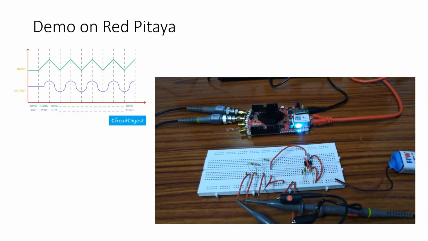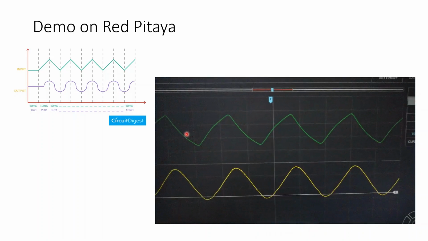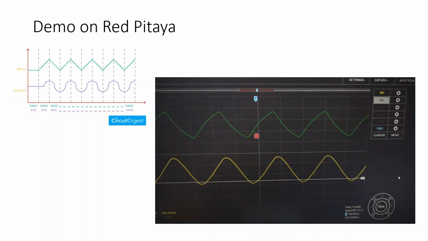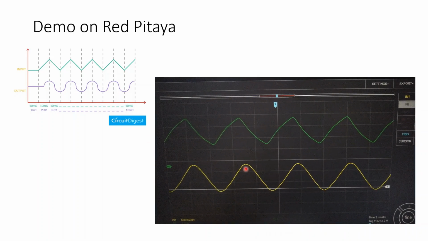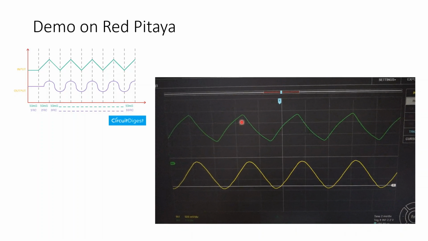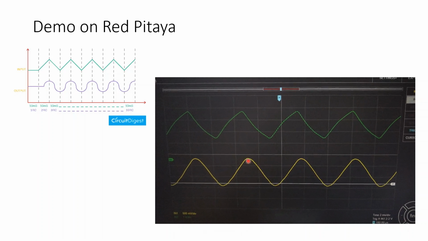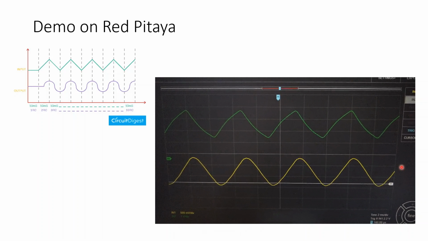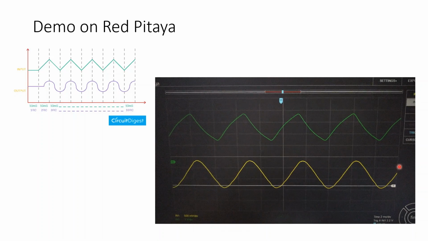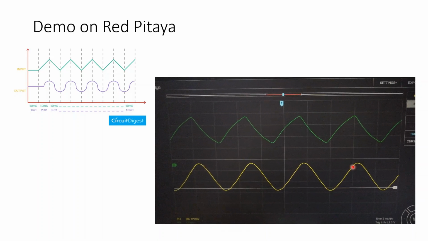Now let's see how the output waveform looks. So this is how the output waveform looks. So the green color shows the input to the final stage, that is the third stage of the low pass filter. Then the yellow color, channel 1, shows the output of the final stage, that is, finally we obtain the sine wave from the square wave of the IC 555.